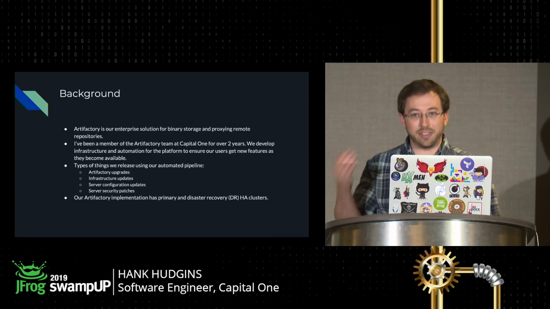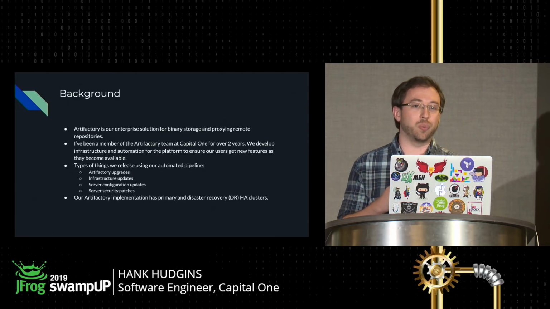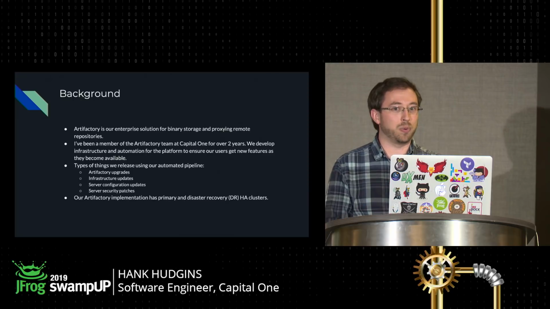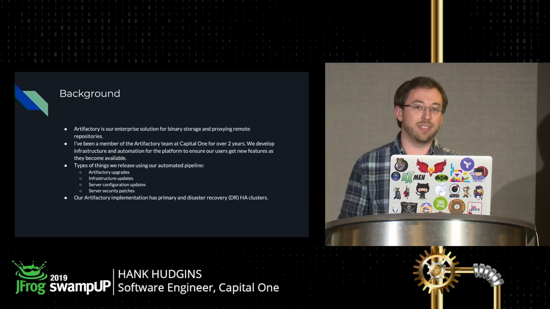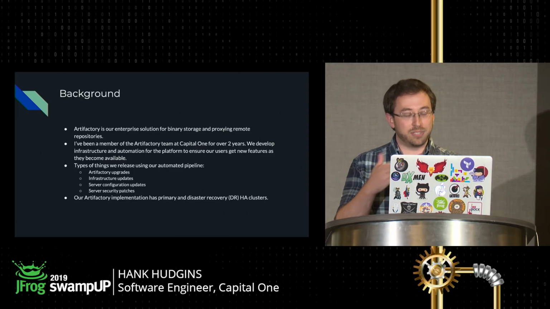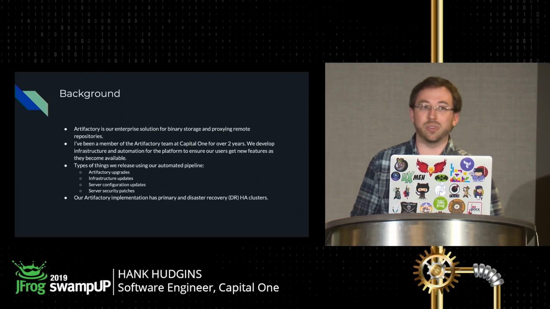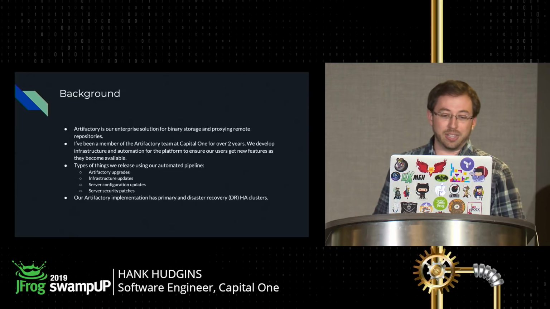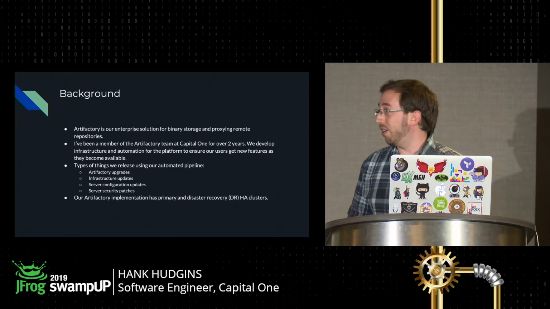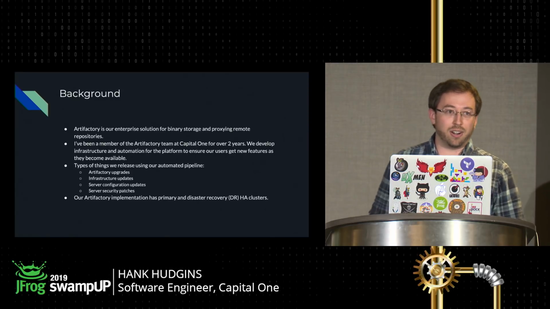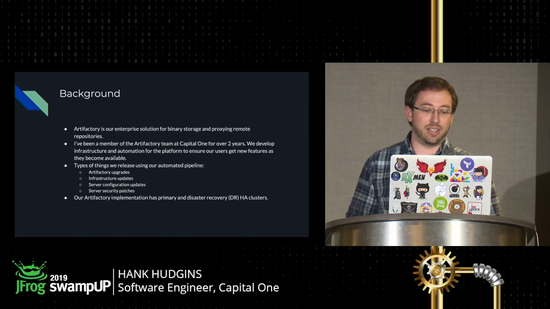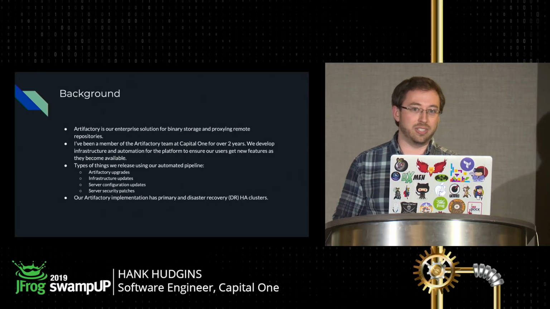We have a system so that users can vote on which features and which repositories they want the most. And that's how we dictate how we're going to release those new repositories or features. Some of the types of things we release in our automated pipeline are Artifactory upgrades and any infrastructure updates we need to make.